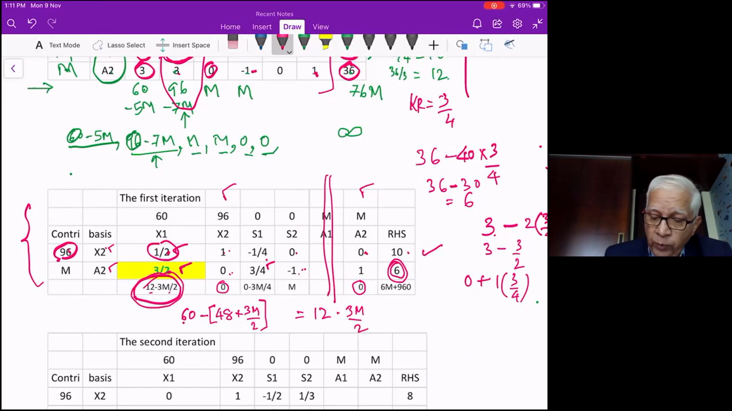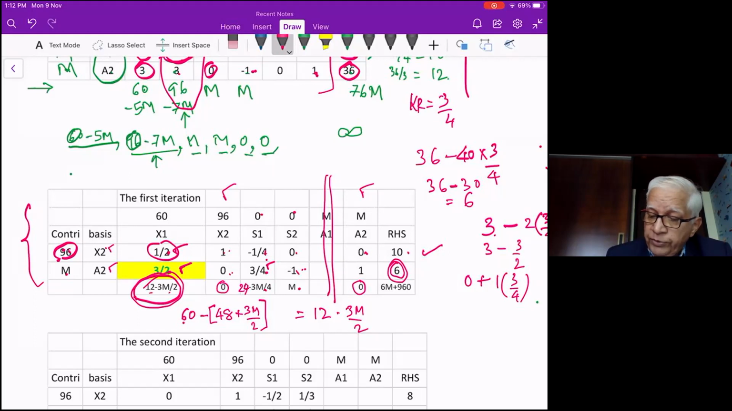Okay. Now coming over here. 0 at the top, minus 1 by 4 into 96, that is minus 24. And 3 by 4 into m is 3m by 4. So 0 minus 24 minus 3m by 4. 24 minus 3m by 4. This is m. 0 minus m. This is the identity matrix, so it has got to be 0.